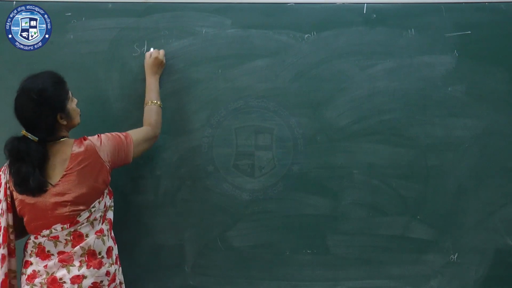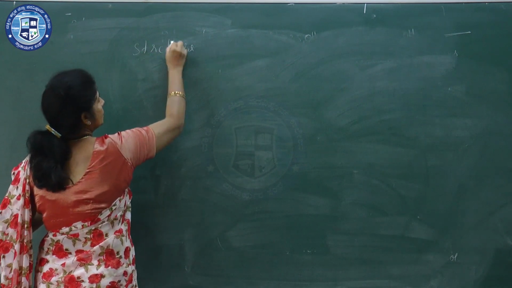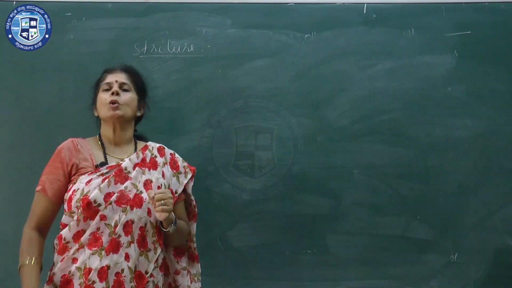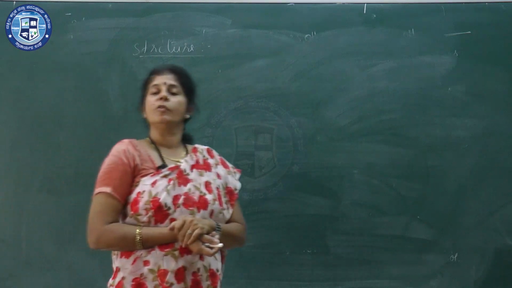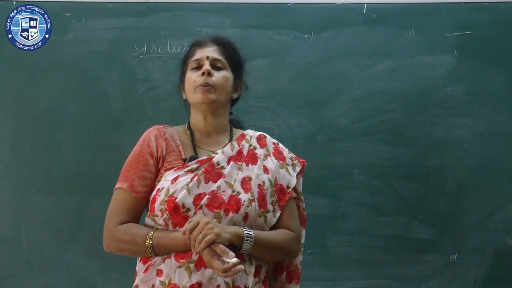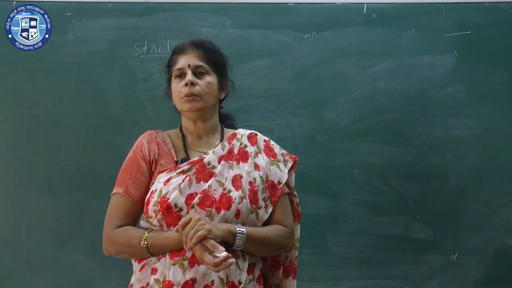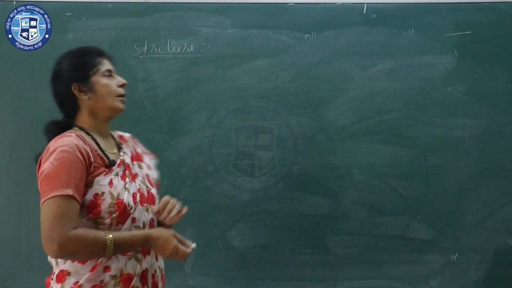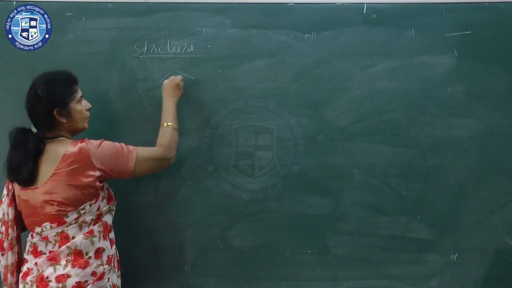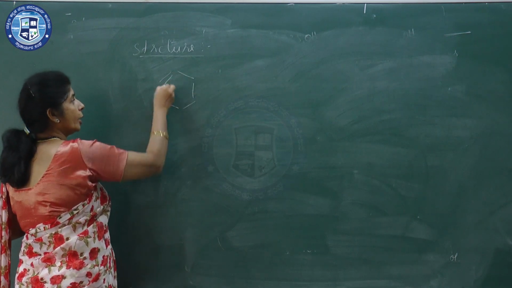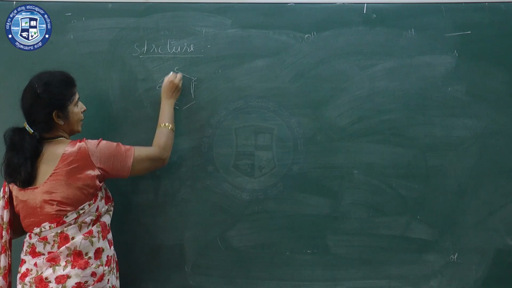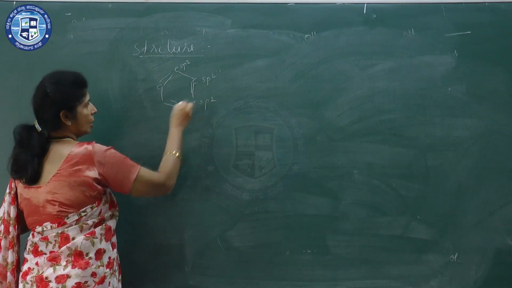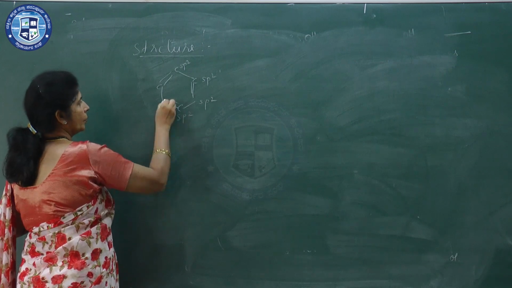So it is structure. Okay, so all of us in first PU classes covered aromatic hydrocarbons, the structure of benzene, where all the 6 carbon atoms of the benzene are in the state of sp2 hybridization. That is well known to us.